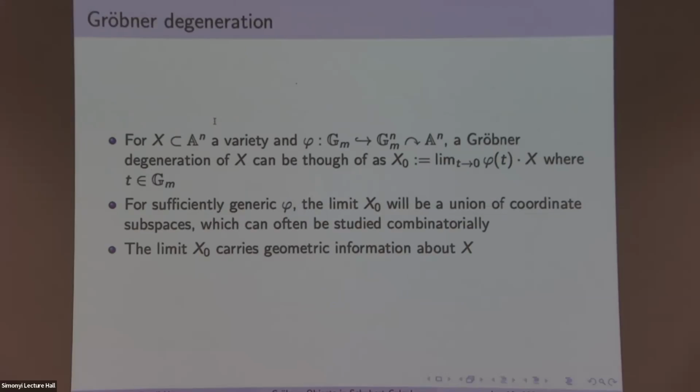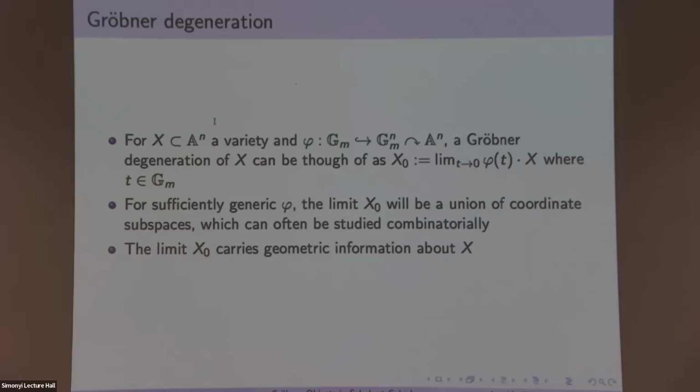The general framework, a very common thing we do in geometry, is degeneration. We have something geometric, and we would like to degenerate it so that it becomes geometrically simpler, so that we can study this limit. Gröbner degeneration is one such thing. The general setup is that I have a variety with a torus acting on the ambient affine space. I have a one parameter subgroup, and I take t to 0 and take the limit of this action.